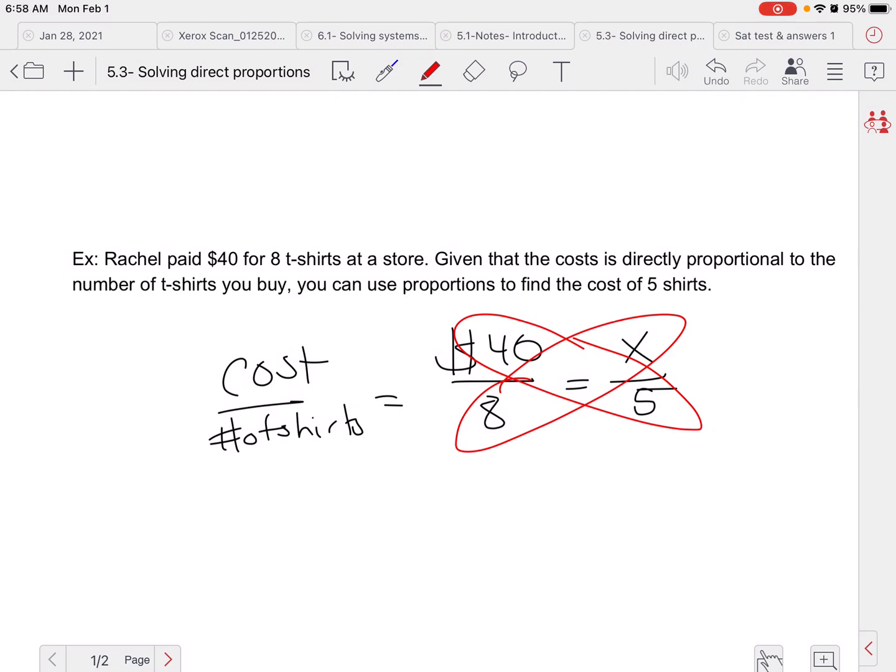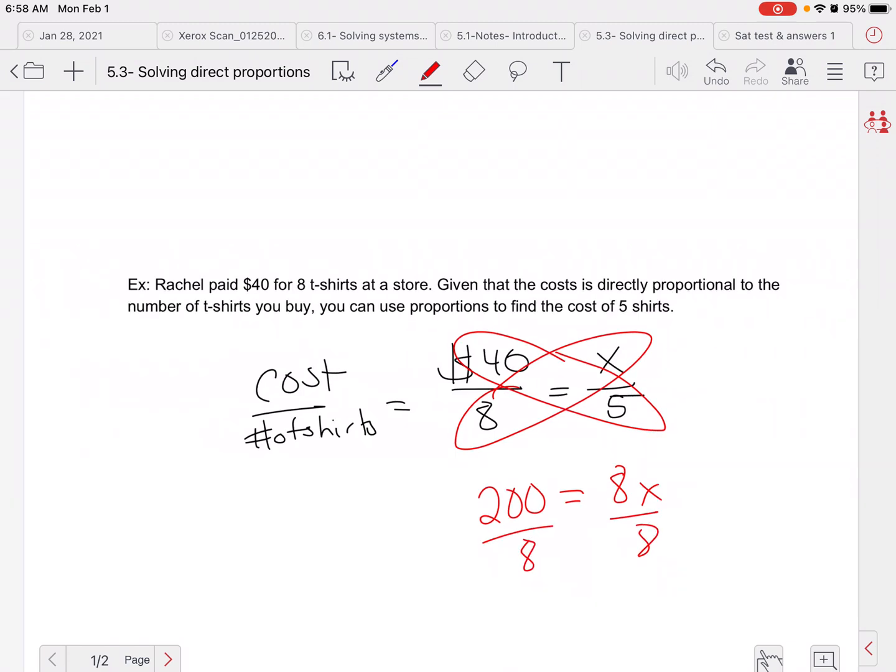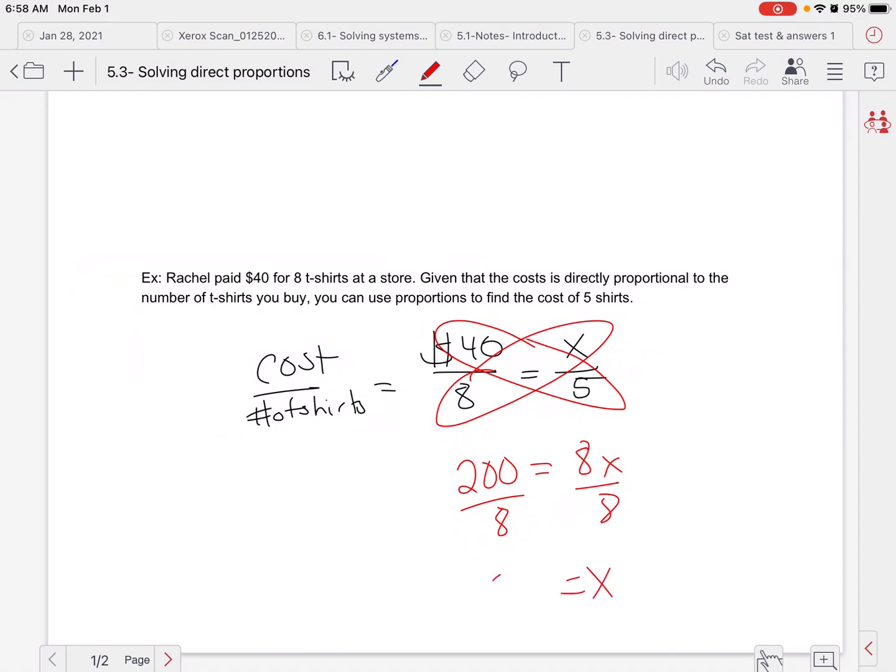So 40 times 5 would be 200, equals 8 times x, which is just 8x. Again, I set the diagonals equal to each other, so we can solve for x now. Then I would divide both sides by 8, and that would mean x equals 25, and $25 would be my label. And again, for some of you, you're going to say, well, I could have figured that out without direct proportions, and that's fine, but sometimes that won't work for you.